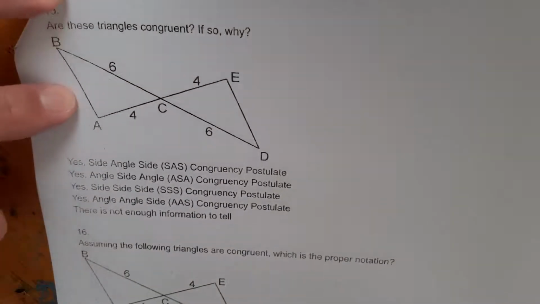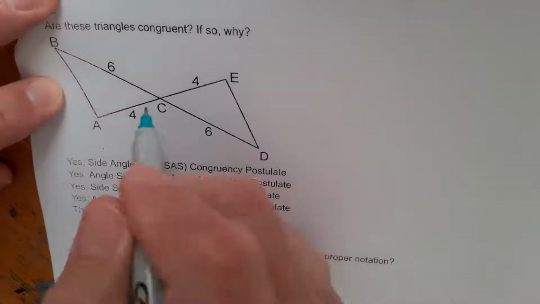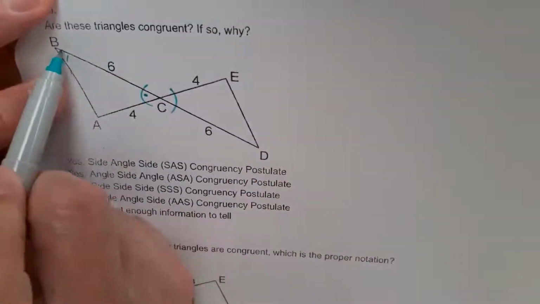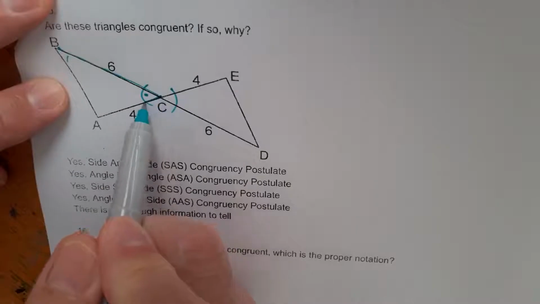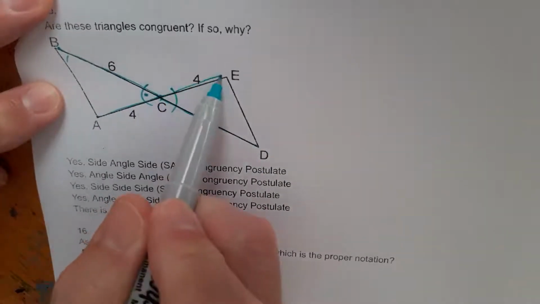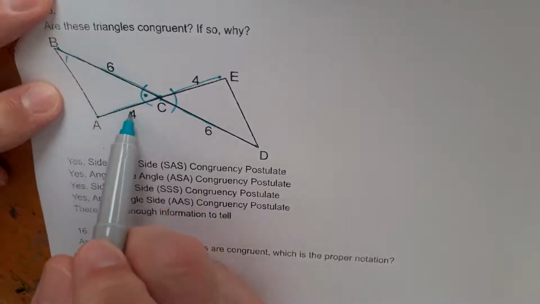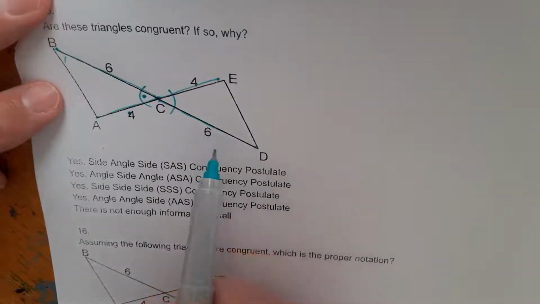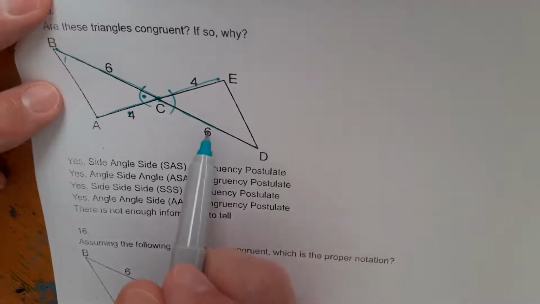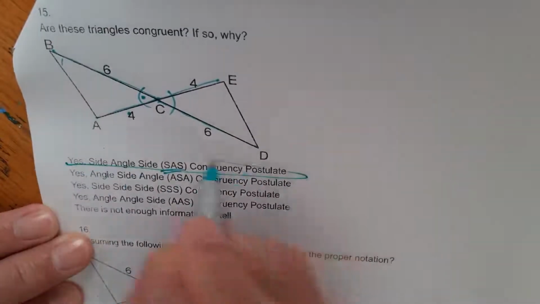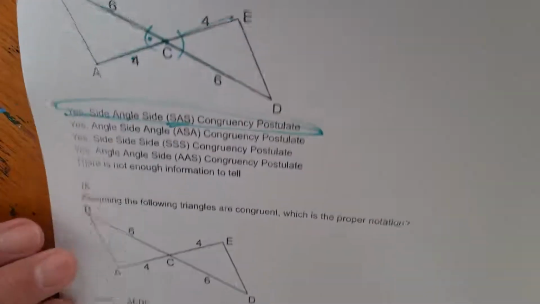Are these two triangles congruent? If so, why? So we have to know about vertical angles. Vertical angles say that this angle is equal to this one. Then we have to trace around. This is 6, angle, 4. Now we're going to go over here. 6, angle, 4. So side, angle, side is equal to corresponding parts side, angle, side. So yes, these are congruent. Side, angle, side is our congruency postulate that proves it.